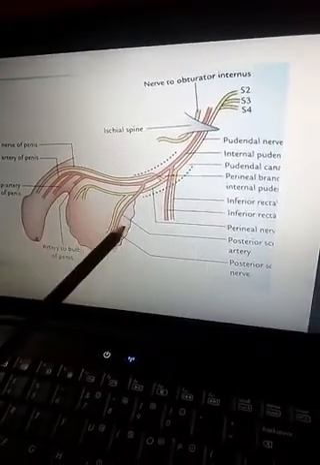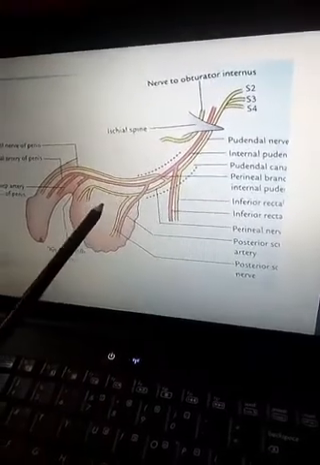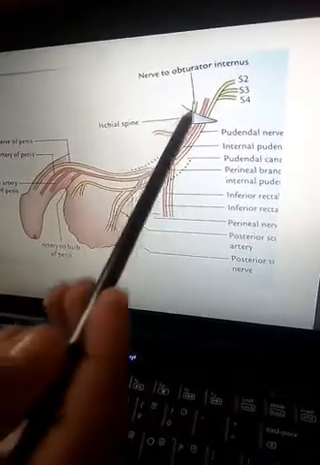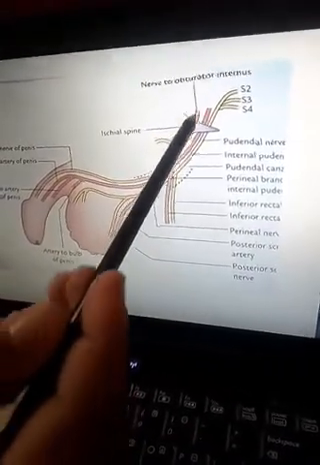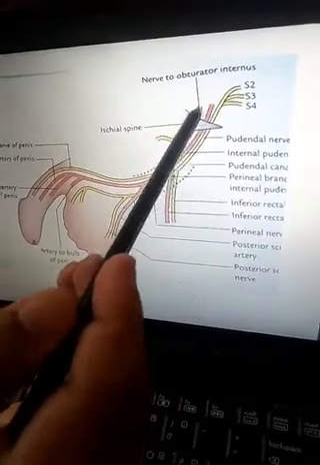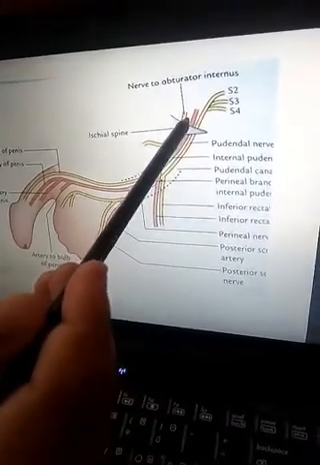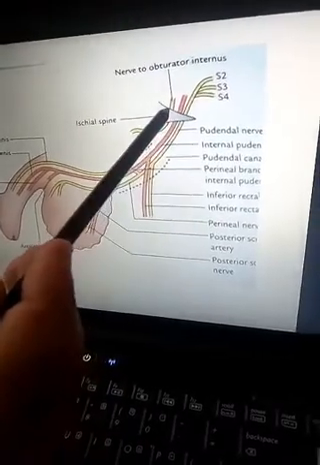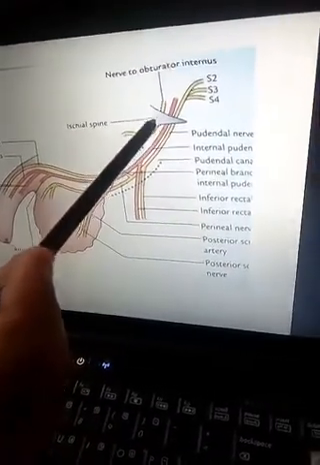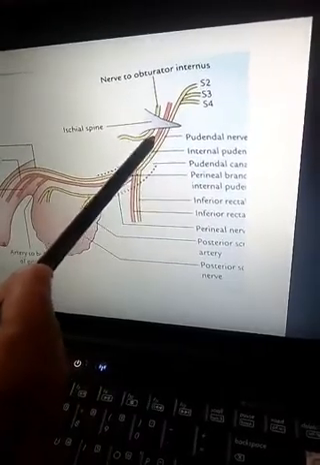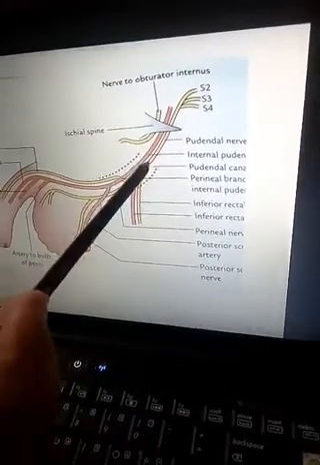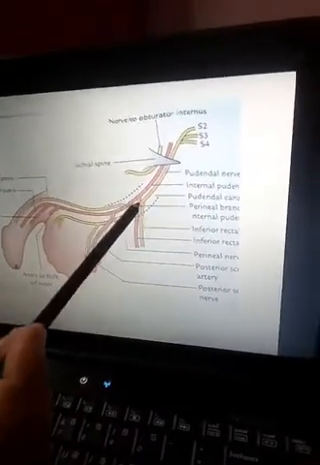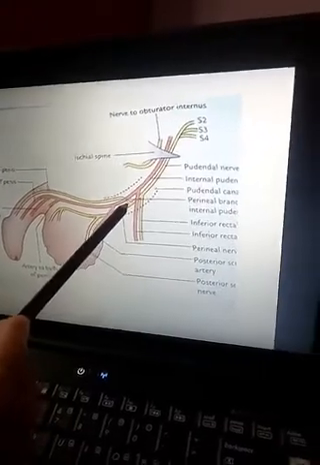Now, internal pudendal artery. It is one of the two terminal branches of the anterior division of the internal iliac artery. It leaves the pelvis through the greater sciatic foramen below the piriformis. It crosses the dorsal surface of the ischial spine and enters the perineum through the lesser sciatic foramen, where it passes through the pudendal canal in the lateral wall of the ischiorectal fossa.